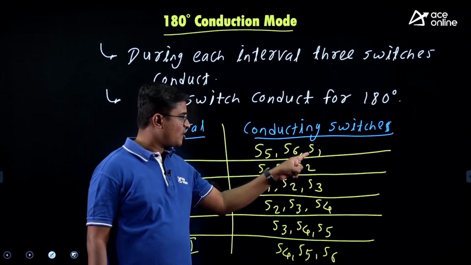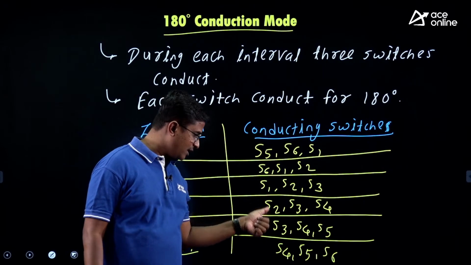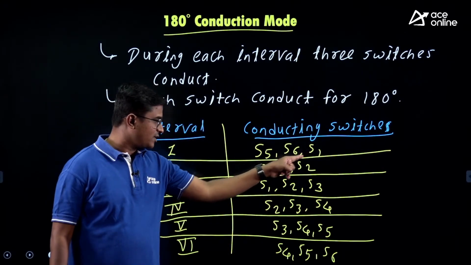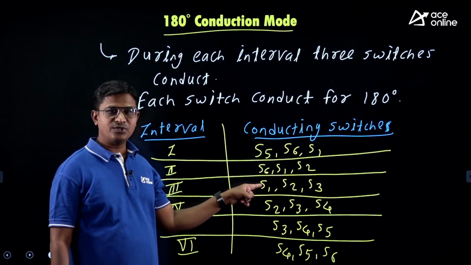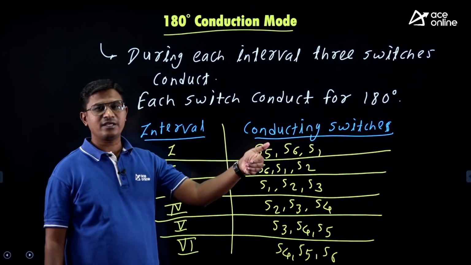Again, S1 is in the on state for the first interval, second interval, third interval. For the remaining 3 intervals we can check S1 is not present, right? So S1 conducts for 3 intervals and each interval is of 60 degrees. So can we say that S1 conducts for 3 into 60, which means 180 degrees.